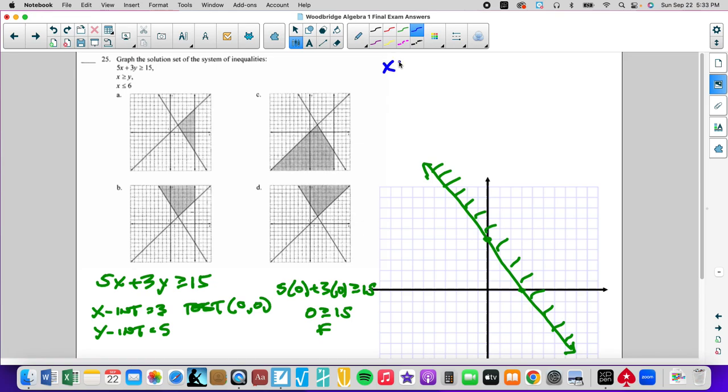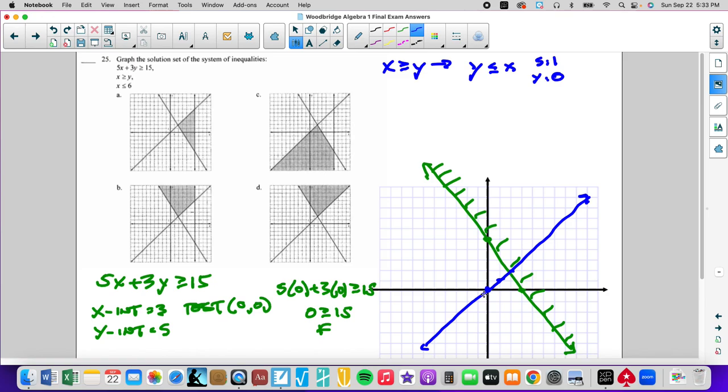Let's do the next equation. This says x is greater than or equal to y. I'm going to rewrite it with y first, and that would be y is less than or equal to x. This has a slope of 1 and a y-intercept of 0. And we're going to include my y-intercept of 0, and we're going to have a slope of 1. So that looks like this. And that is a closed circle because it's equal to.